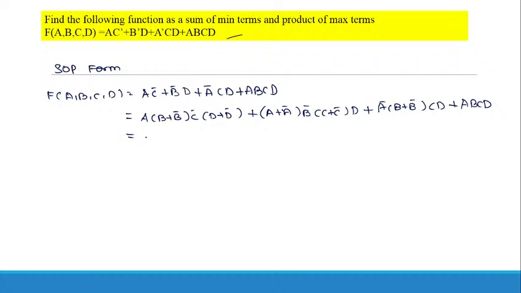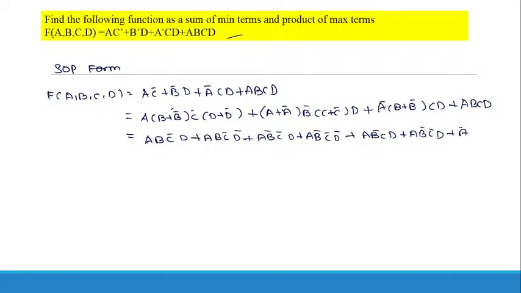Now here is the simple multiplication, as I told you already. Take any one term constant and start multiplying. I'm going to deal with this term. So ABC bar D plus ABC bar D bar. Then next term, go for the B bar. AB bar C bar D plus AB bar C bar D bar. Next AB bar CD plus AB bar C bar D.